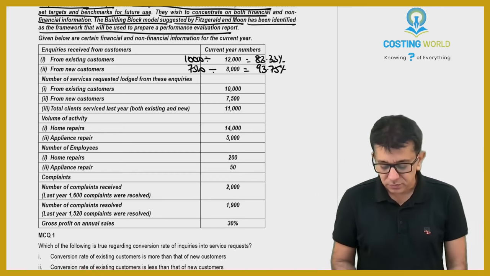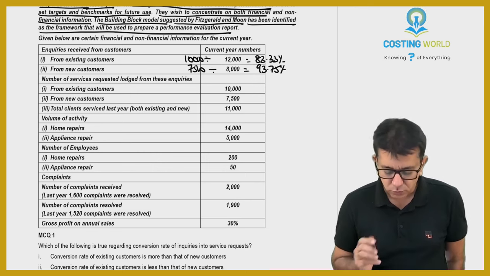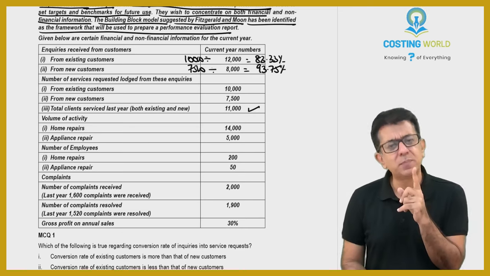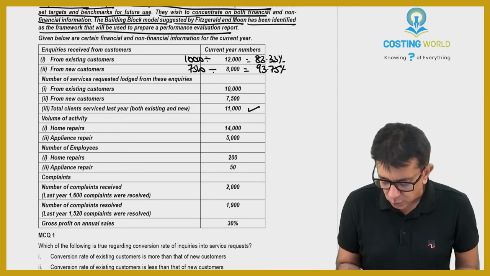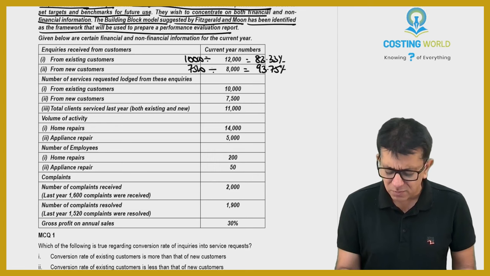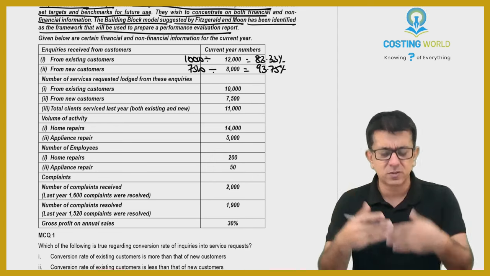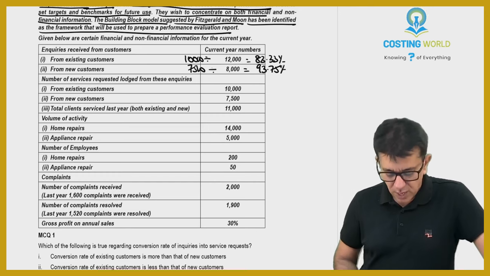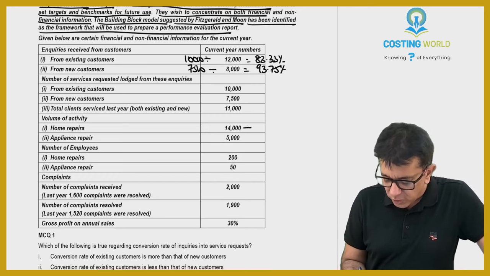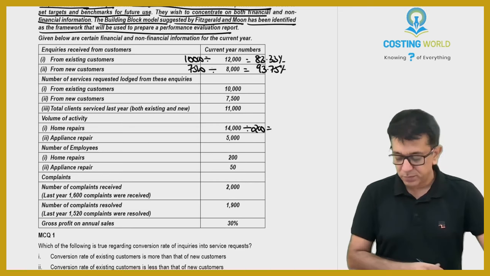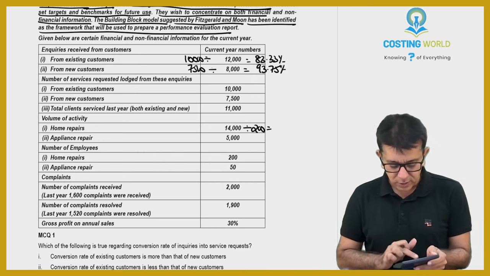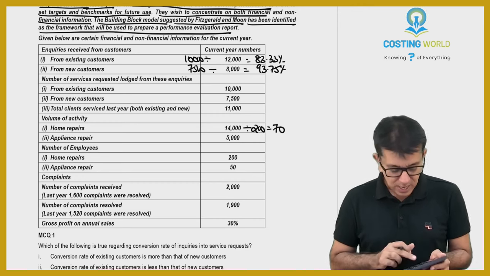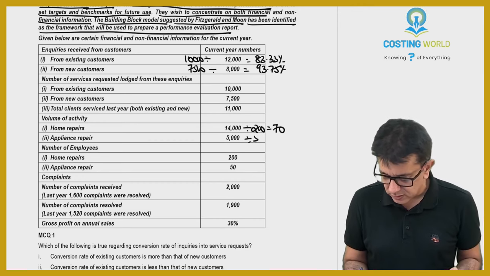Further. Total clients serviced last year, both existing and new, is 11,000 in all. These are the number of customers that you have. See, one customer can place more than one request. So obviously, the total of these two will not match with this, because one customer can place more than one request. The customer will remain one, but the number of services will increase. Further, volume of activity: home repairs, 14,000; appliance repairs, 5,000. Number of employees 200 and number of employees 50. So 14,000 repairs were carried out by 200 people. 14,000 divided by 200, so I guess one person caters on average to 70 requests in a year. And 5,000 divided by 50 is 100.